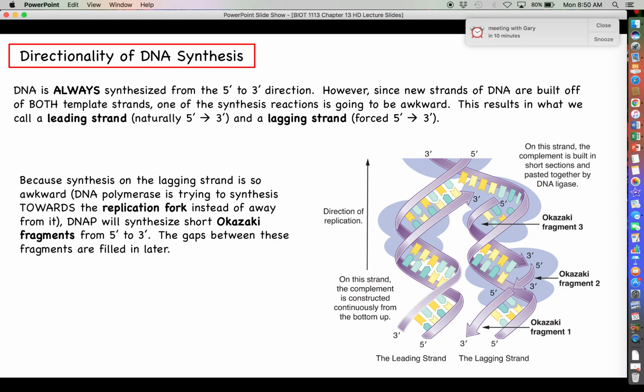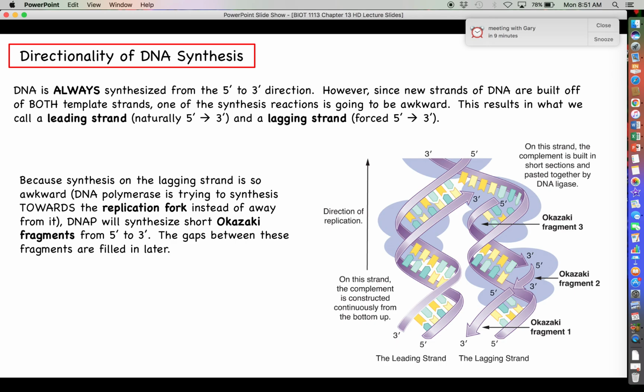The replication fork is basically the point at which DNA helicase has currently unwound the DNA molecule. If you look up here towards the top, this is what we call the replication fork. DNA polymerase on the lagging strand is synthesizing DNA towards the replication fork, so DNA synthesis can't happen any faster than DNA helicase can unwind. This is going to cause a little bit of a problem.